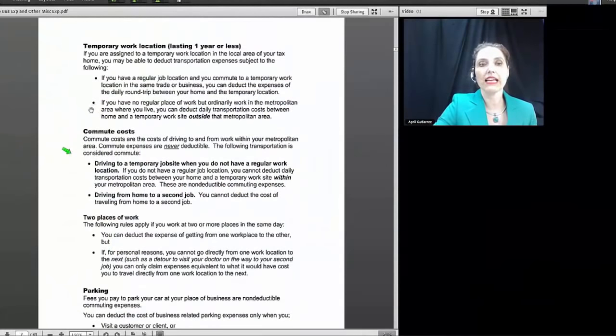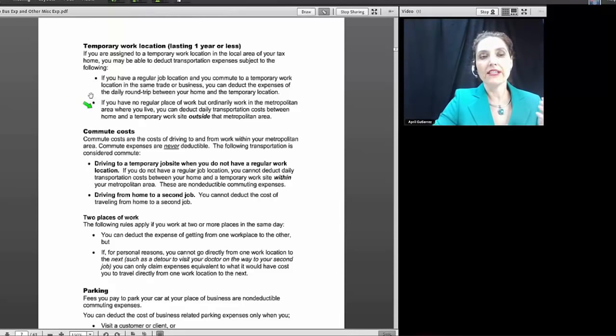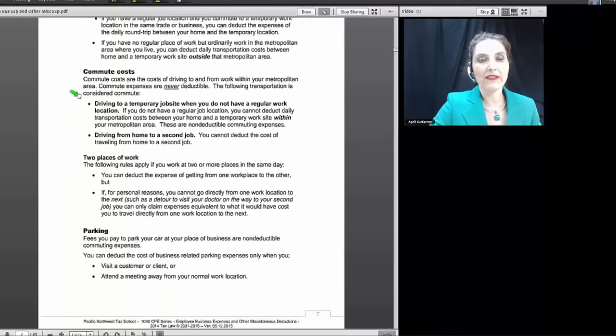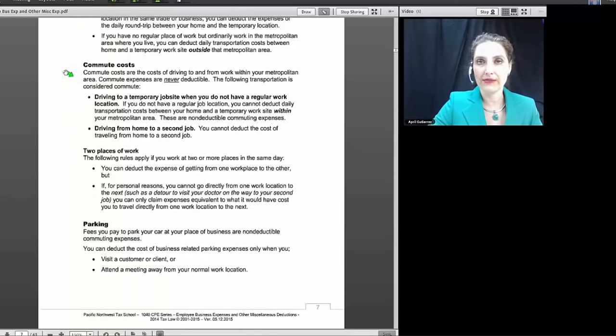And really what we're getting into with these items right here is that if you have a temporary work location and you also have a regular work location, the distance between home and that regular work location is commute. And when you don't have a regular work location, then IRS says, well, your commute is wherever you happen to drive from your home to that non-regular work location. And the whole thing that we're getting at here is that the IRS does not allow a deduction for commute, and so you're trying to differentiate when you have commute and when you don't.